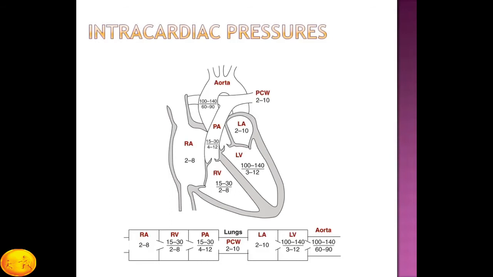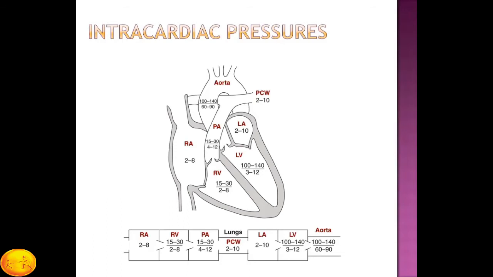Now coming to the pulmonary artery catheter. The main pulmonary artery divides into right and left pulmonary arteries, and again it divides into many capillaries. So we have to take the main pulmonary artery pressure and the capillary pressure. We term it as pulmonary capillary wedge pressure. So what is the pulmonary artery pressure? Its normal range is 15 to 30 millimeters of mercury systolic.